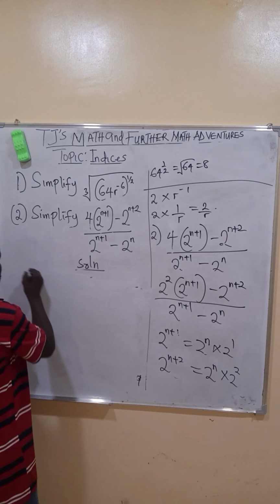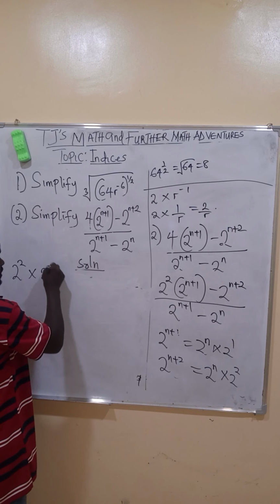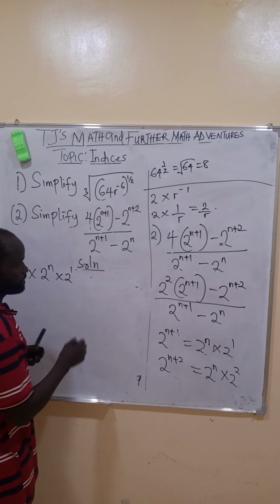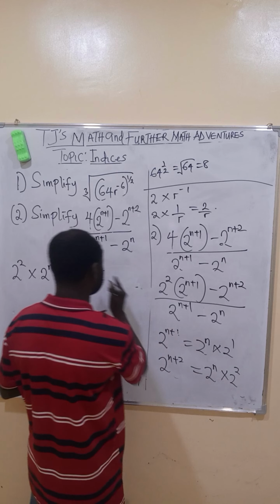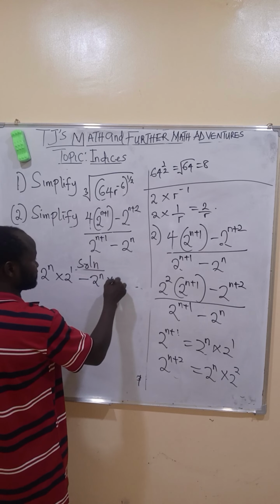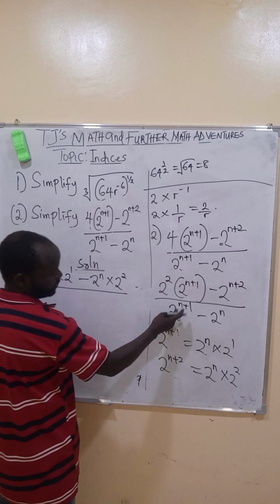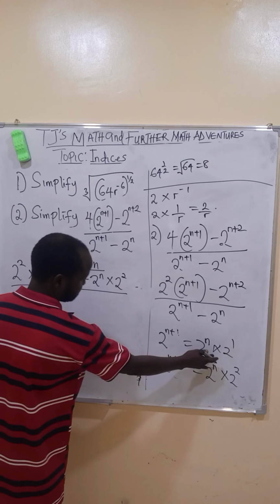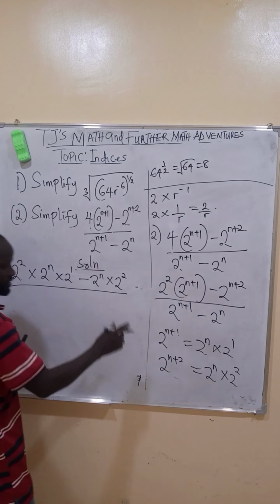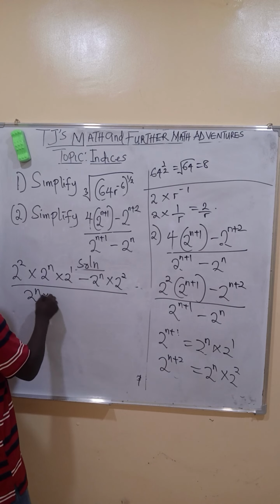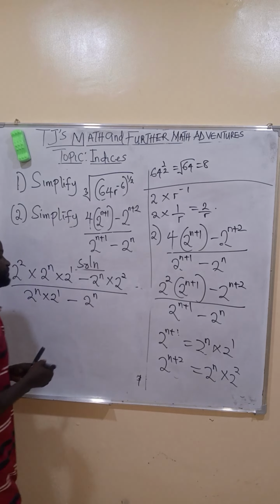So this will be 2 power 2 times 2 power n times 2 power 1 now, minus, anywhere we see 2 power n plus 2, we replace it with this. That will be 2 power n times 2 power 2, divided by, we have 2 power n plus 1 now, we replace it with this. So anywhere we see 2 power n plus 1, we replace it with 2 power n times 2. So this will be 2 power n times 2 power 1 minus 2 power n.